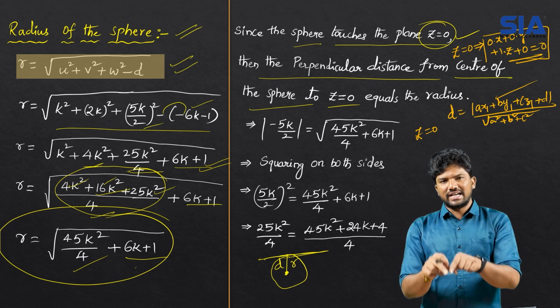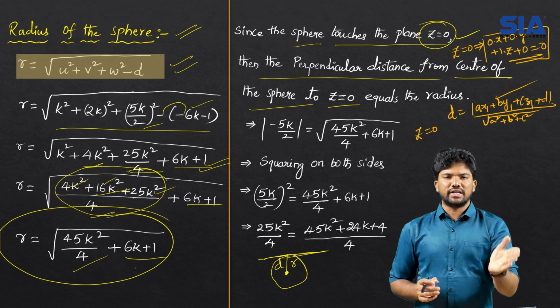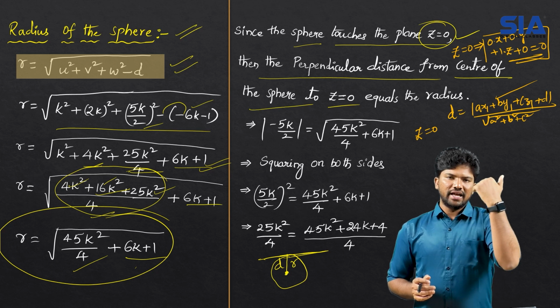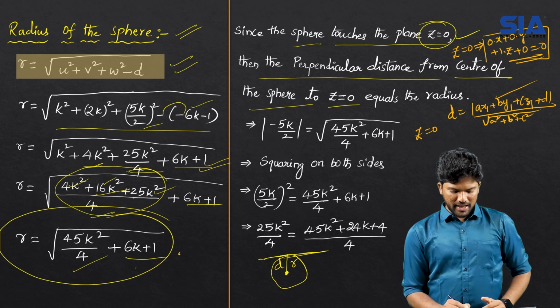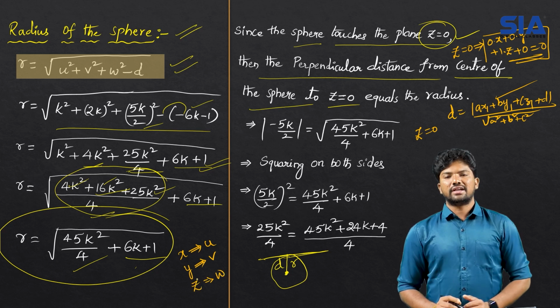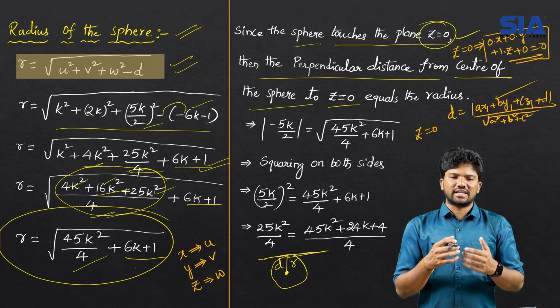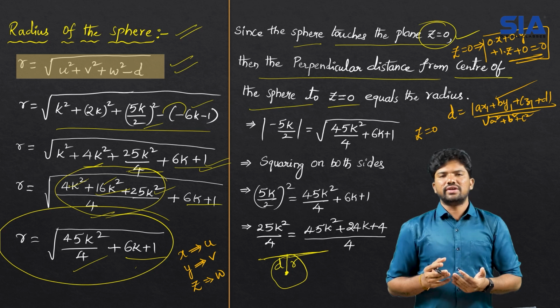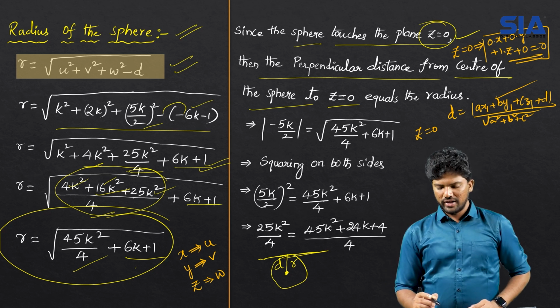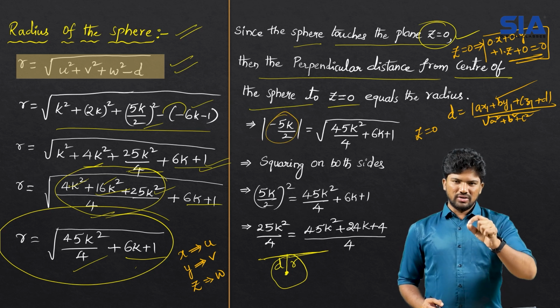So in place of x, y, z, we have to substitute the center of the sphere. What is the center of the sphere? Minus u, minus v, minus w. So in place of x we substitute the u value, in place of y the v value, and in place of z the w value. Why? Because x, y, z are correspondingly indicated by u, v, w only. So here we have only the z term, so that's why we are writing the w coordinate.